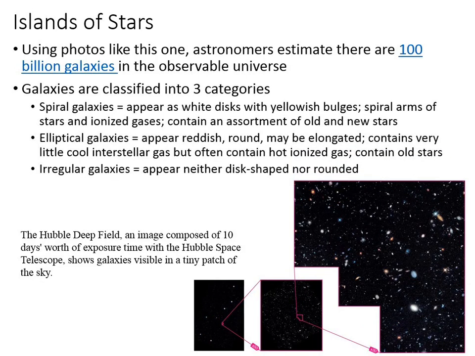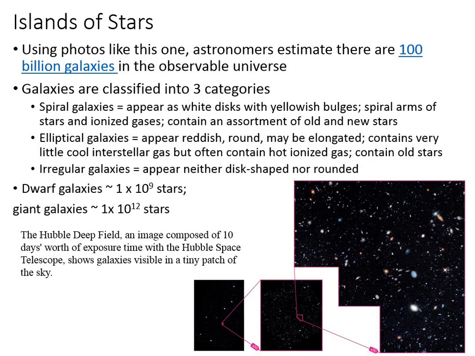In this chapter, we're going to talk about types of galaxies. There are spiral galaxies, there are elliptical galaxies, and then there are irregular galaxies. And then within those galaxies, a dwarf galaxy is just a handful of stars. 1 times 10 to the 9th is 1 billion, right? And a giant galaxy has lots of stars.